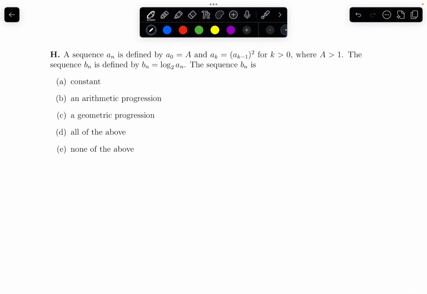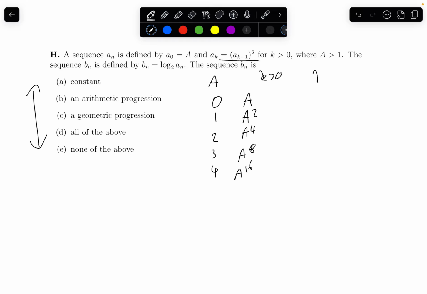Okay, so H, sequence A. I like this question. This is very nice. So A of 0. I just like to have a few terms. A squared, because a to the 4, a to the 8, a to the 16. This is what this is saying. So B is linked to this. We need to find out if it's one of those.